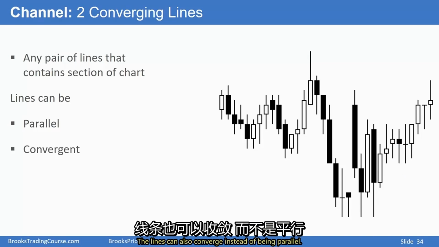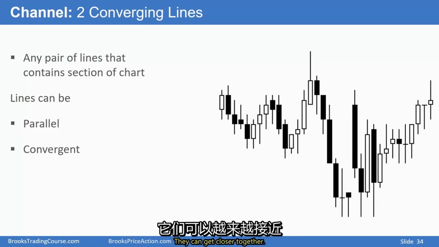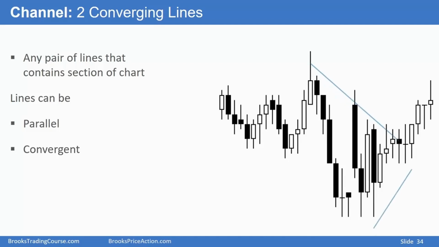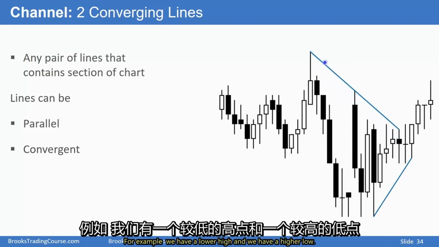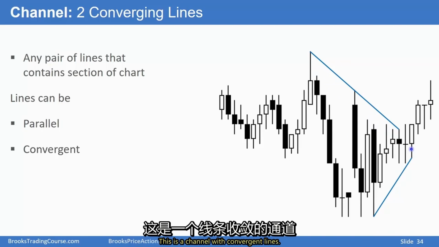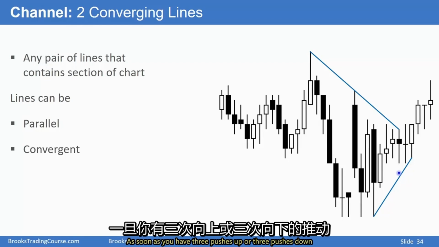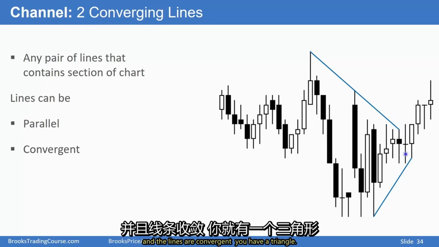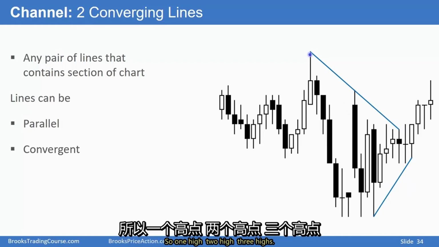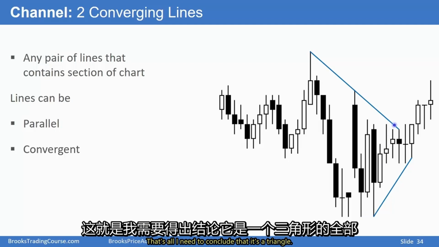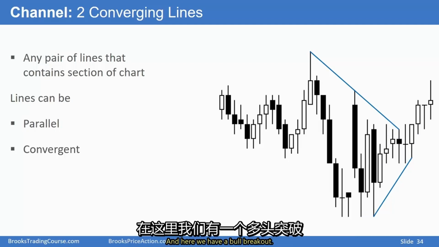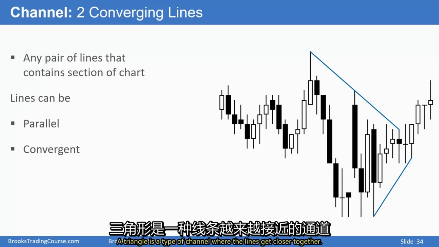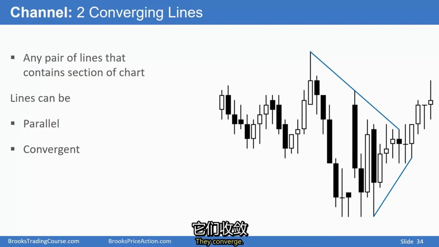The lines can also converge instead of being parallel. They can get closer together. For example, we have a lower high, and we have a higher low. This is a channel with convergent lines. It's a triangle. As soon as you have 3 pushes up or 3 pushes down, and the lines are convergent, you have a triangle. So 1 high, 2 high, 3 highs. That's all I need to conclude that it's a triangle. And here we have a bull breakout. A triangle is a type of channel where the lines get closer together. They converge.